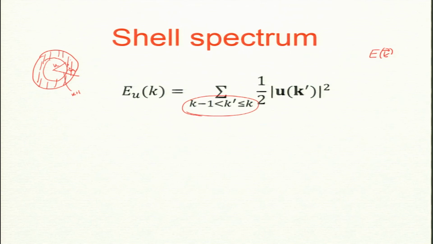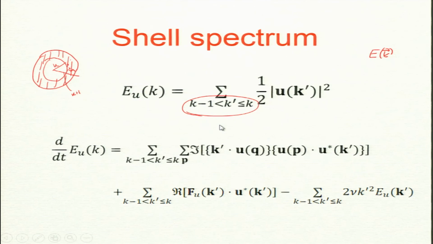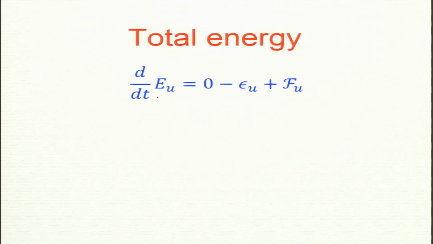Okay, since we know the equation for each mode, I can also write the equation for the whole shell. You just basically have to sum. We will need this in some of our derivations, but this is just straightforward. You need to perform a sum over all the modes. This is called the shell spectrum. We can also write down the equation for total energy. The equation for total energy is this. Total means the whole box, and the whole box of course corresponds to the sum over all the Fourier modes.